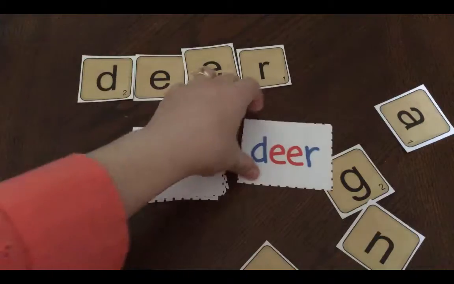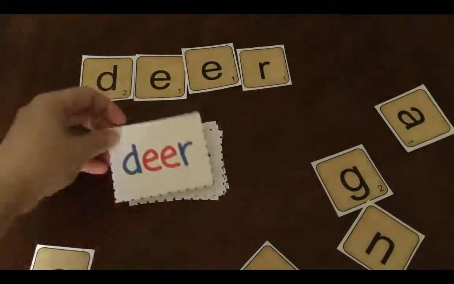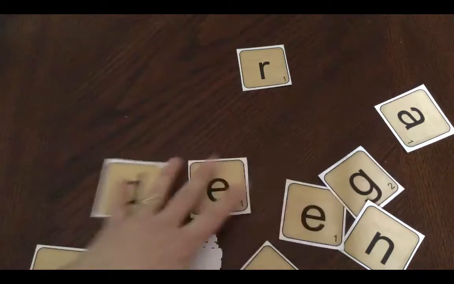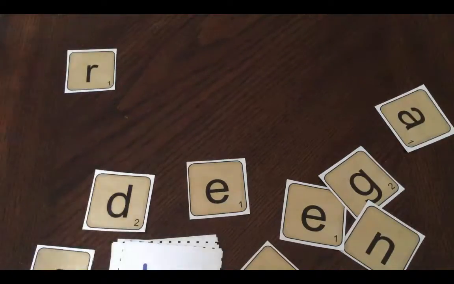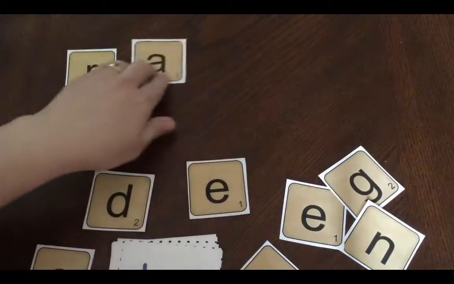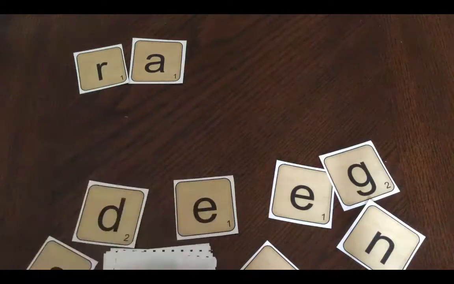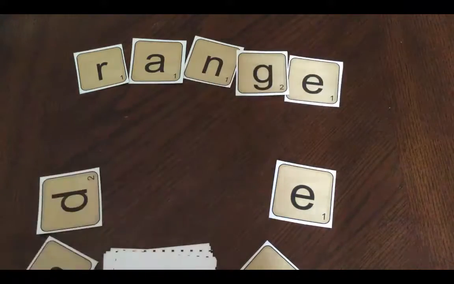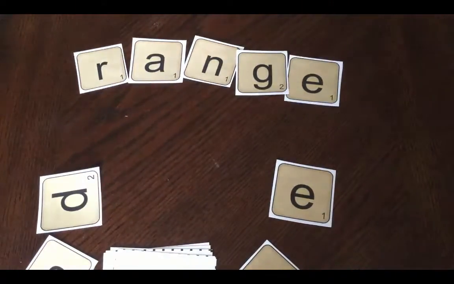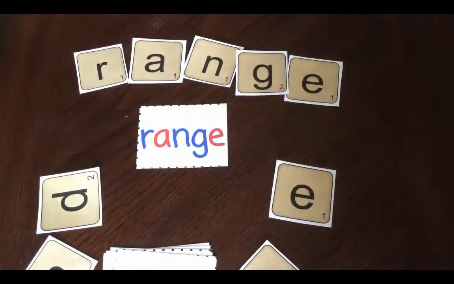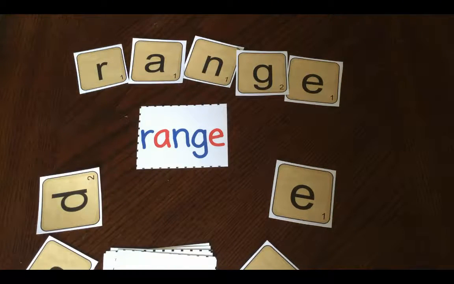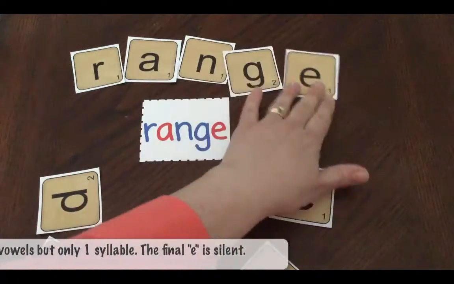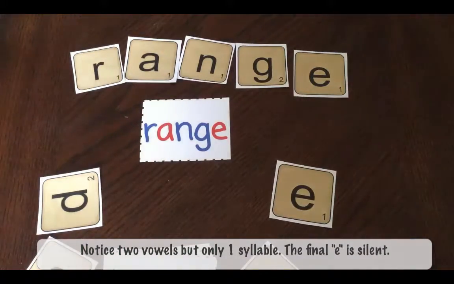So you should have deer and deer on your list. If you need to pause to catch up, that's fine. We're going to build a new word now. We have deer and antelope that might play home on the range. R-A-N-G-E, range. That A-N-G-E then is an interesting spelling, the G being silent at the end.